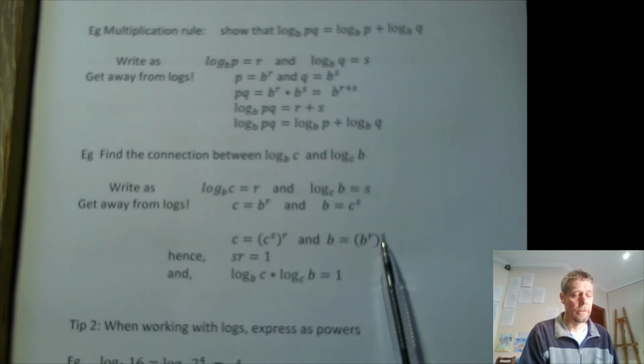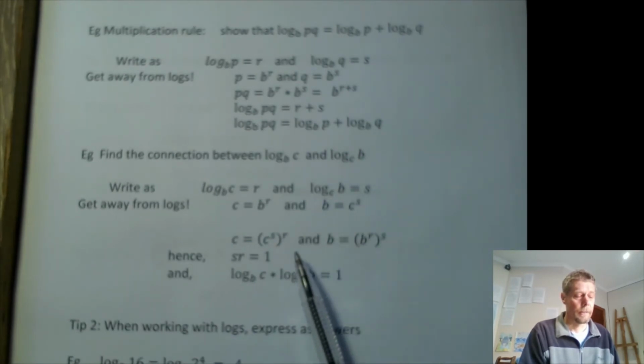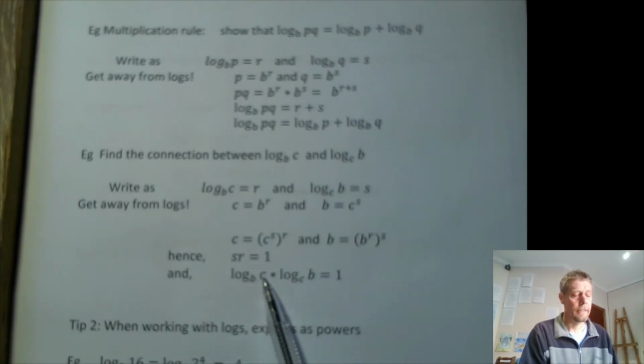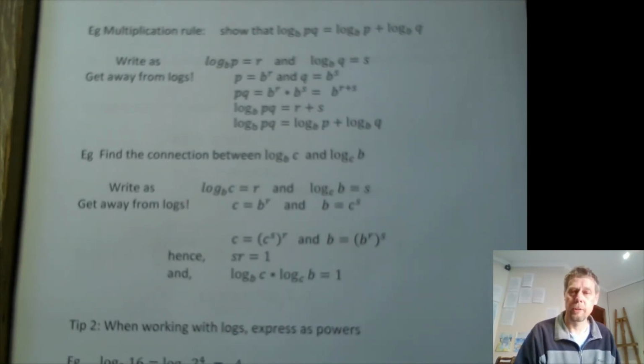So now we're starting to think, yo, that means that c to the 1 equals c to the sr, which means that sr equals 1, and this means that s is log c and r is log b, and they must multiply together, must give you 1. And that's the connection between the two, which was what we were asked to prove.